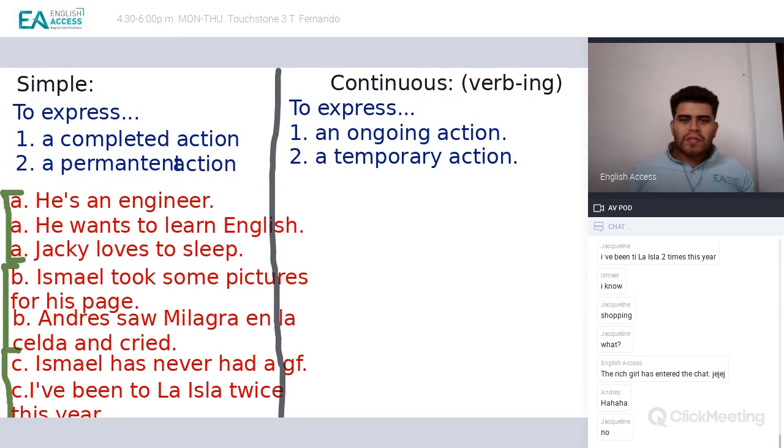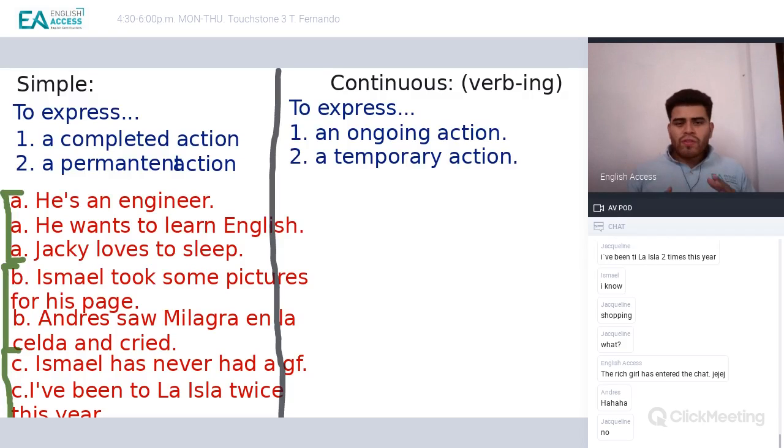So the continuous form is used to express an ongoing action. That means it happens repeatedly, again and again and again, and also a temporary action. Now some students say, teacher, what is temporary? Well, that depends on you. For some people, one month is temporary. For other people, years are temporary.